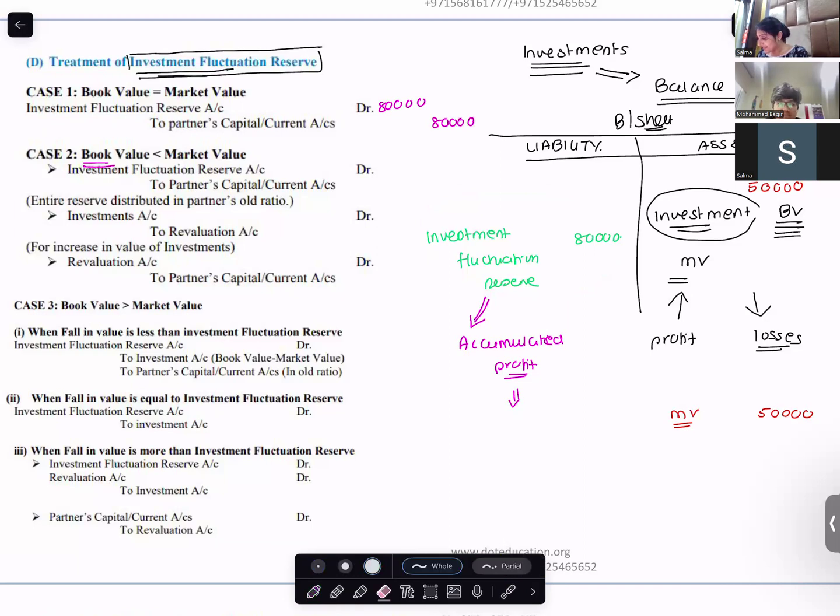Your book value is less than the market value. For example, your book value is 20,000. Market value is how much? Market value is more. Market value is 50,000. Tell me, do you have a profit or a loss?